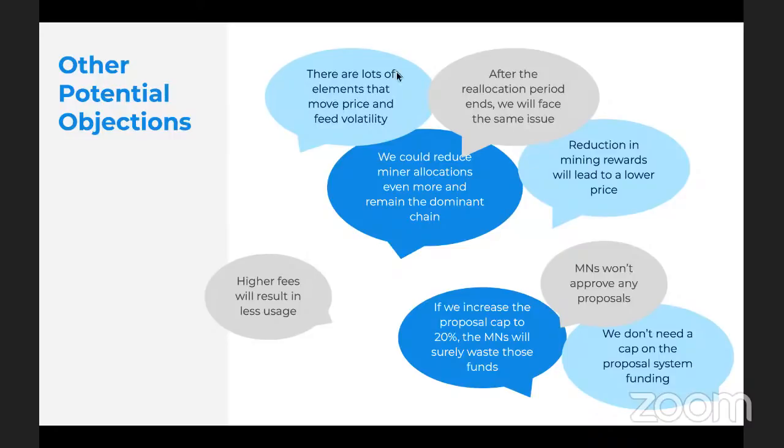Next slide. So this is the last section. This is, well, what will the process be moving forward from here? If you flip to the next one.